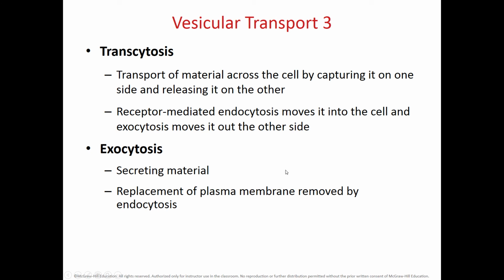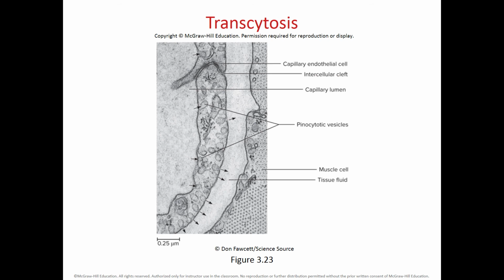Now, when materials are transported only across the cell without doing anything to them, this is called transcytosis. They can enter through the apical side and be extruded through the basal side, or vice versa. In exocytosis, you secrete only the material, and then you replace the plasma membrane that was previously removed by endocytosis.